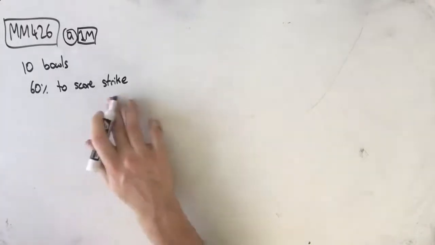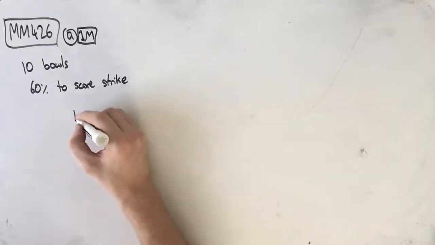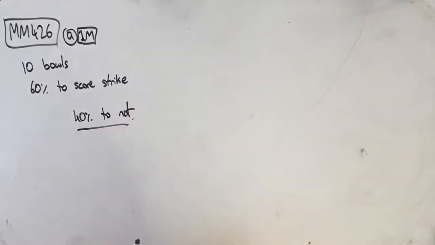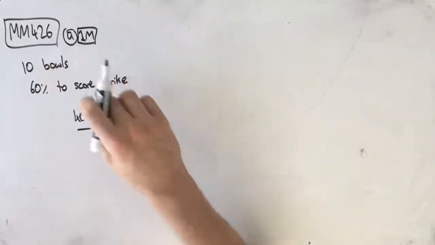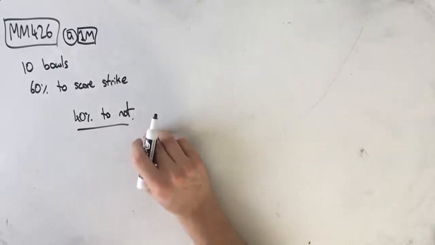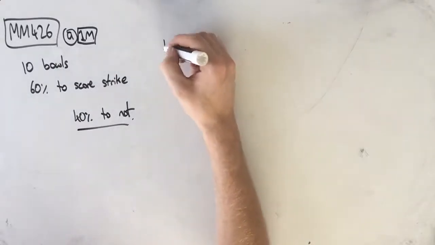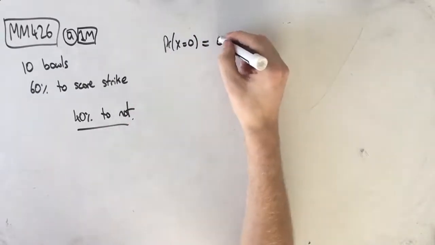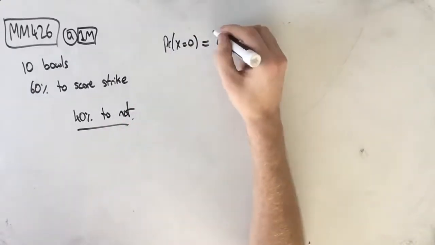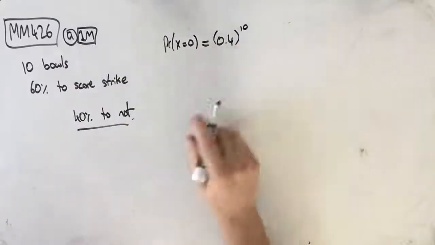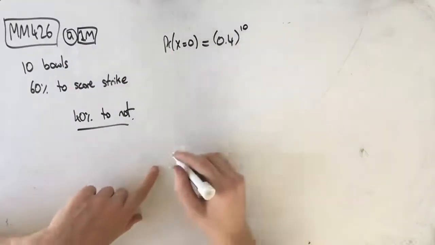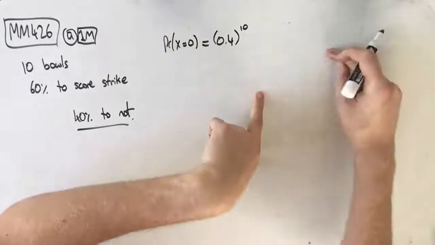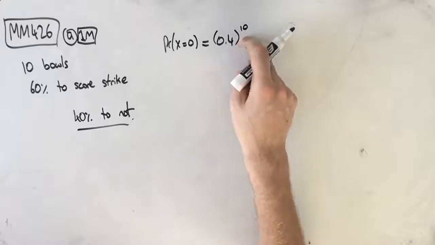Awesome. Well, if he has a 60% chance to score a strike, that means he's got a 40% chance to not score a strike. So if he's got 10 bowls, and he's got 40% chance on each one of these bowls to not score a strike, that means that the probability that he doesn't score any strikes is equal to 0.4 to the power of how many bowls he has, 10, right? Because he's got 0.4 chance in the first one to not get a strike, then in the next one, 0.4, next one, 0.4, next one, 0.4, and so on up until his 10th bowl.